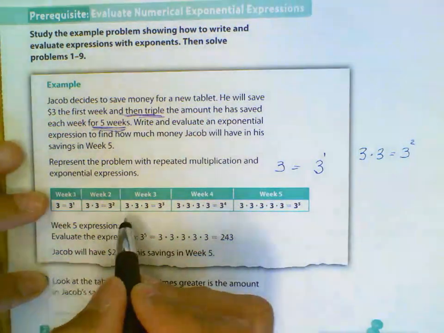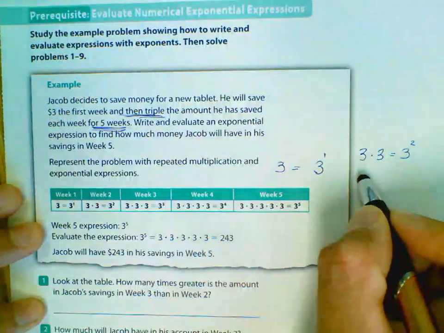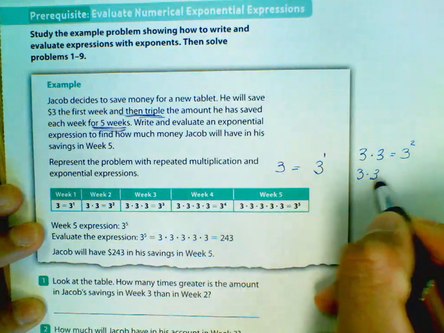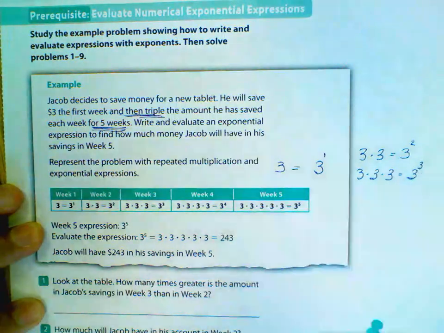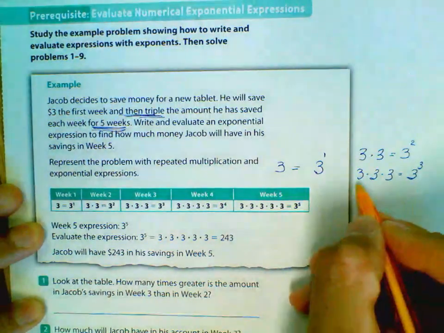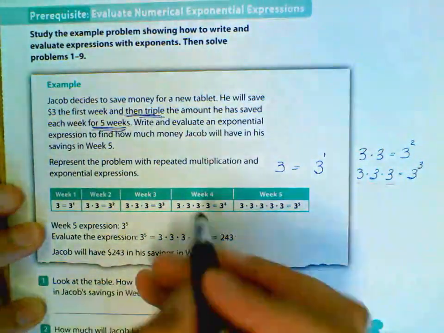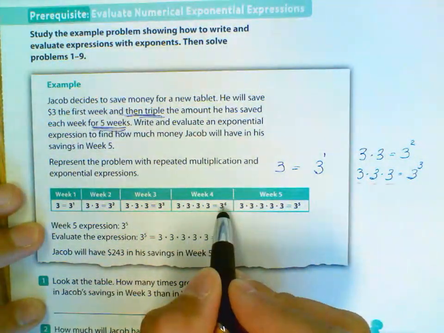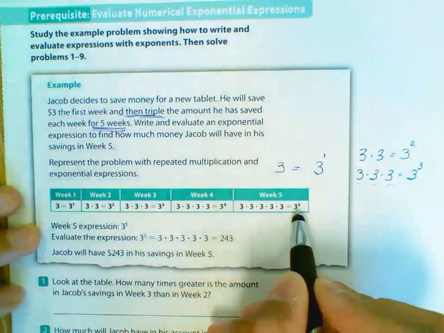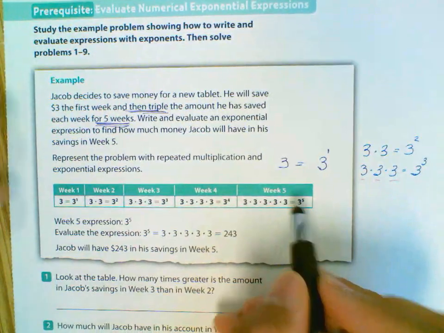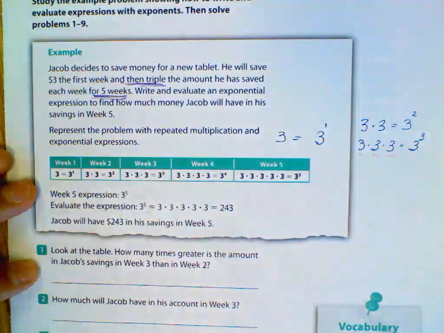Then on week 3, we are tripling that amount from week 2. So we are adding one more, 3 times 3 times 3 equals 3 to the third power. Remember, we count how many times we are multiplying. So that's my exponent, 3 to the third power. Then in week 4, we add one more, so 3 to the 4. Week 5, 3 times 3 times 3 times 3 times 3, 3 to the fifth power. So in this case, week 5, the expression is going to be 3 to the fifth power.